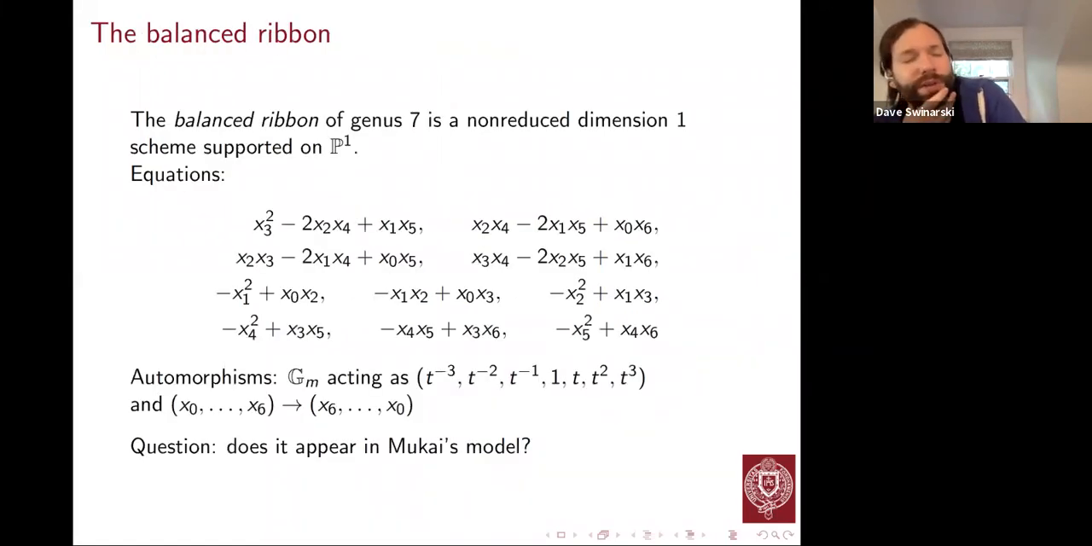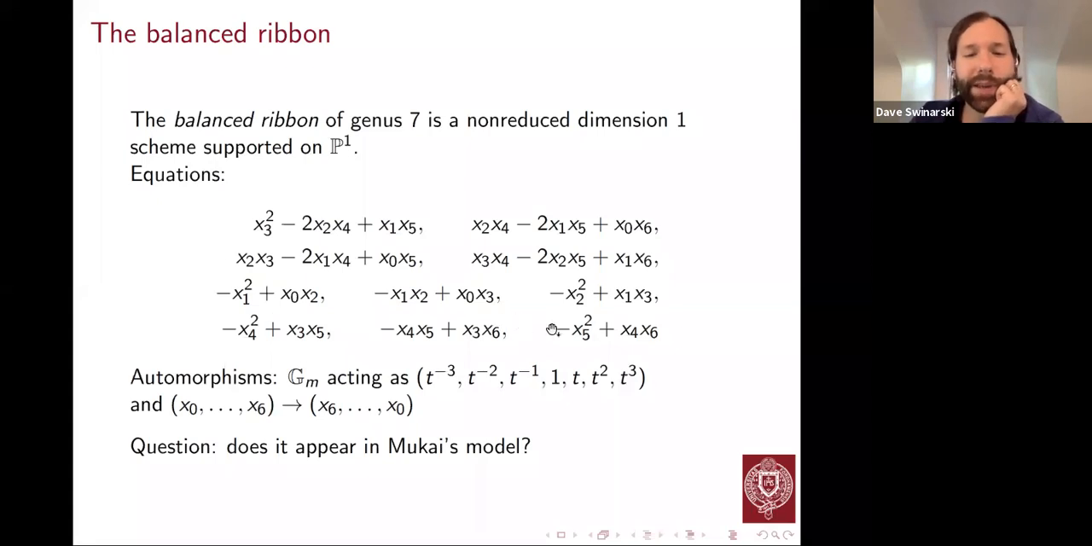Another example that I wanted to study is called the balanced ribbon. And a good question is, will it appear in Mukai's model? All right, so what is it? It's a non-reduced dimension 1 scheme. It's supported on P1. And it has a fairly large automorphism group. Here I've just defined this example by its equations, but if you study this closely, you'll see that there's a Gm acting with these weights, and there's also an involution that just flips variables in this way.